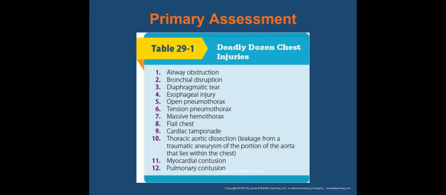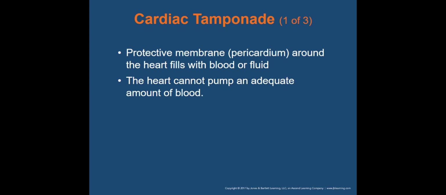And then myocardial contusion, which is bruising on the myocardium itself. And of course, pulmonary contusion we discussed a little bit in our last chapter coverage of this chapter. The protective membrane, basically the pericardium, is a sac that is filled with a small amount of fluid in order to prevent friction as the heart beats, constantly contracts and expands and contracts and expands.